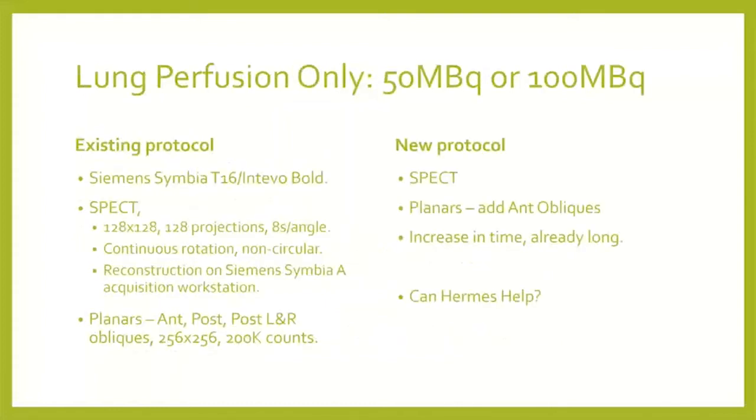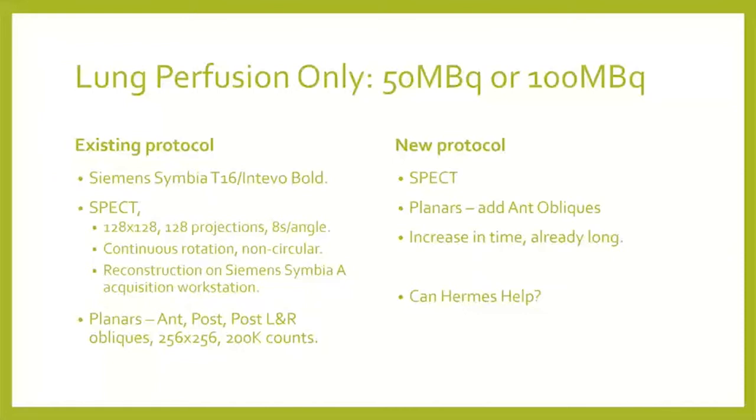So the existing protocol, we're scanning on a Siemens Symbia or Intevo, basically the same camera. With SPECT, we're taking about 8 minutes to do a SPECT scan, so 8 seconds an angle, 64 projections per head, continuous rotation, and reconstructing on the Symbia. Also then doing planars, doing full anterior and posterior obliques. Now the radiologist then wants anterior obliques as well, and it's already quite a long scan. So we thought, well, could Hermes help?